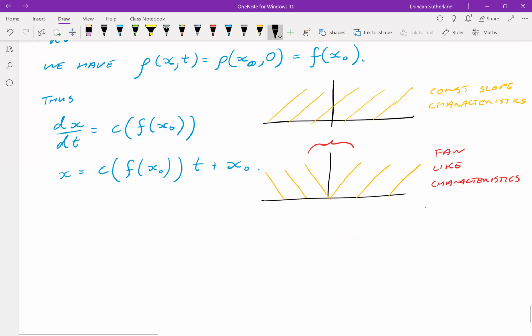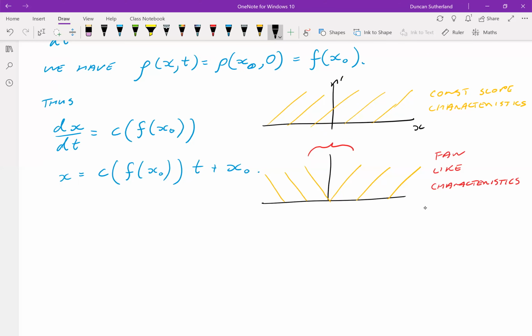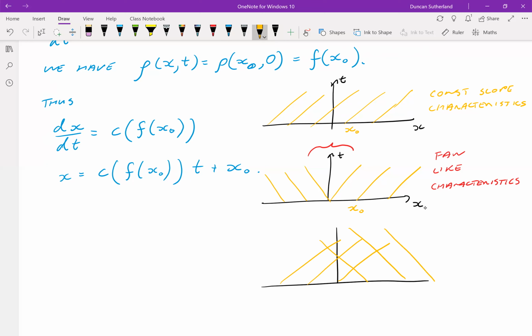And then the final one, these are each individual values of x naught, by the way. The final one, which is shocking, is characteristics that intersect. Right. So these are intersecting characteristics. And this has a shockwave solution.